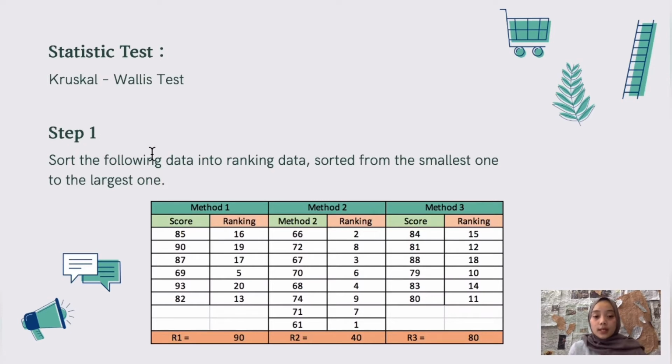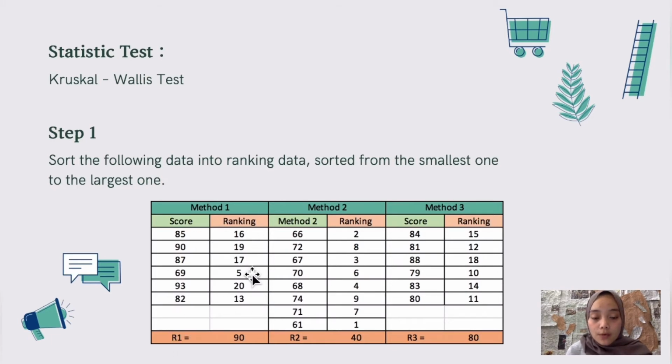Step 1 is to sort the data into ranking data. We can sort it from the smallest to the largest. So these are the scores for method 1, method 2, and method 3. And this is the ranking, from the smallest one until the largest one. The smallest one is 61, and the largest one is 19. So we can calculate R.